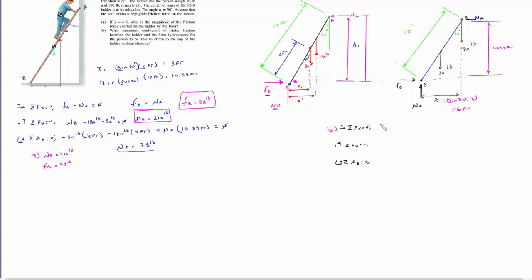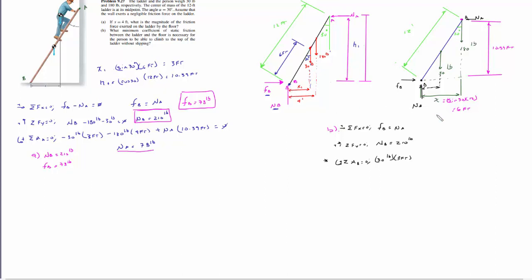So summing my forces in the x, again I get that friction at B is equal to normal at A. Sum my forces in the y, I'm going to get the same thing, that is 210 pounds, just like we did over here. Nothing changes in the y direction. Now what changes is summing our moment at point B. Now we're going to have 30 pounds times 3 feet. That's this x1 distance that we solved for earlier.